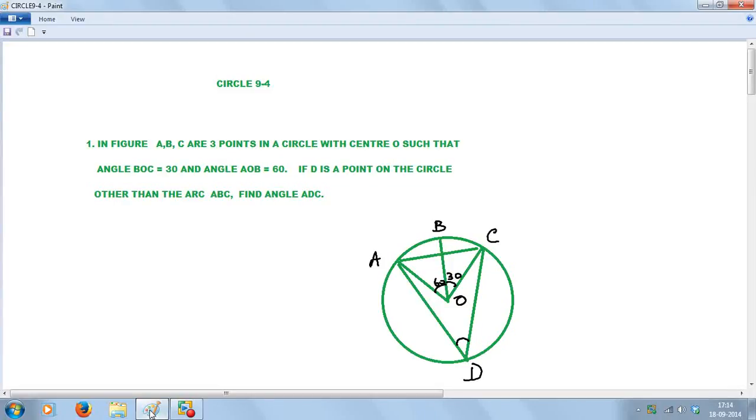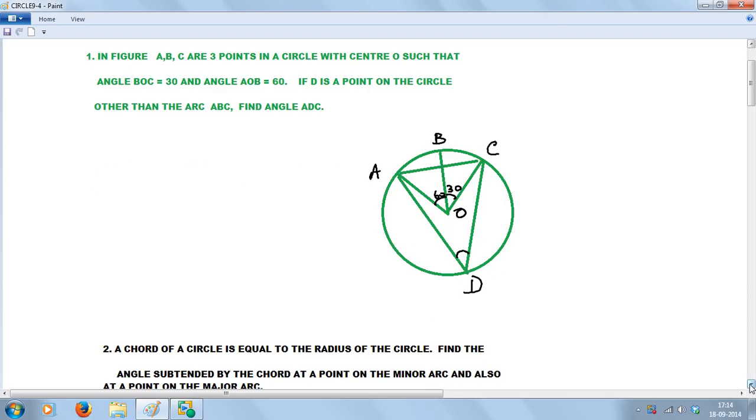So we just start the next lesson in circles. We'll work out some problems based on the theorems that we know. In the figure, A, B, C are 3 points in a circle. First we will draw the diagrams to understand the nature of the problem. We can solve it quickly once we draw the diagram correctly.